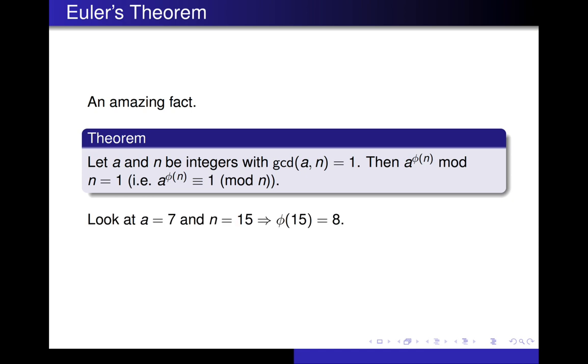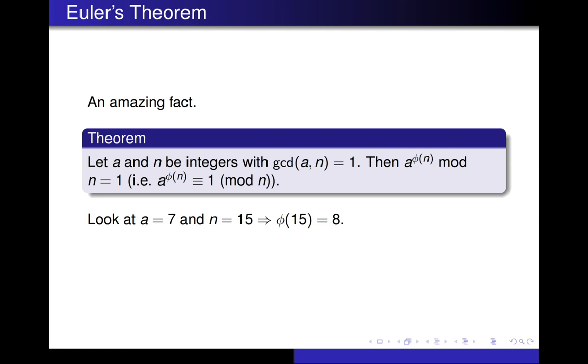And just to show you that I'm not just making that up, that it's true, I'm not going to actually prove this to you. If you want a proof, you can ask me about it, and I could explain it to you maybe during office hours. But let's say you have a equals 7, n equals 15. Notice that those two numbers are relatively prime. And remember that phi of 15 is equal to 8.